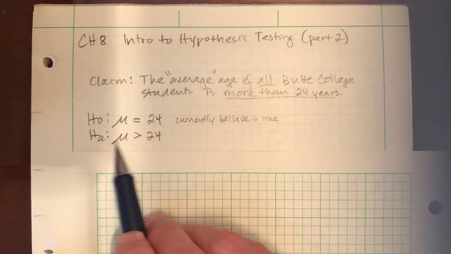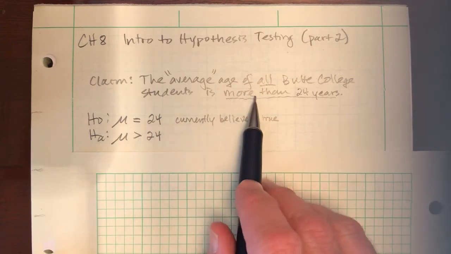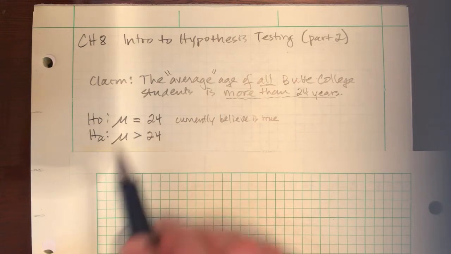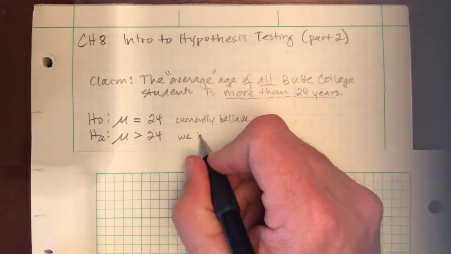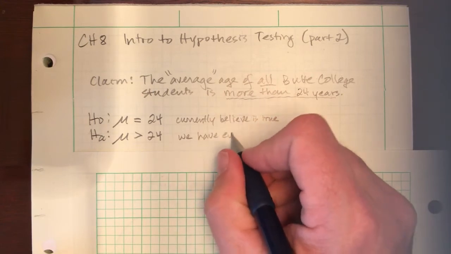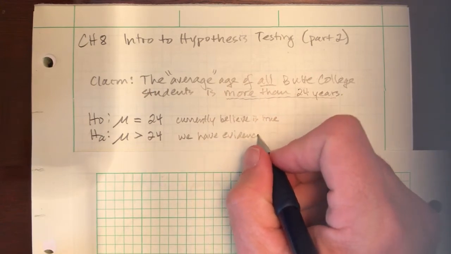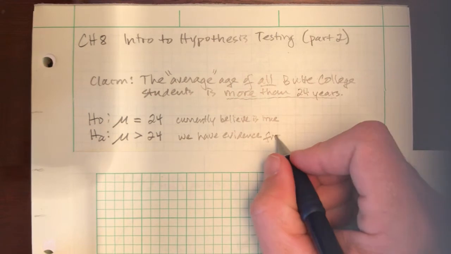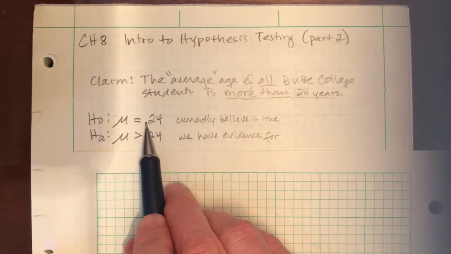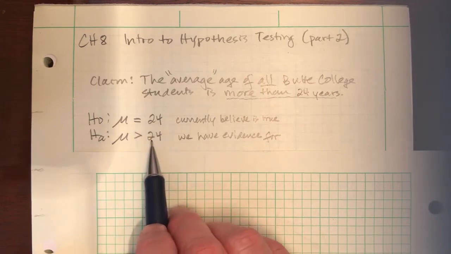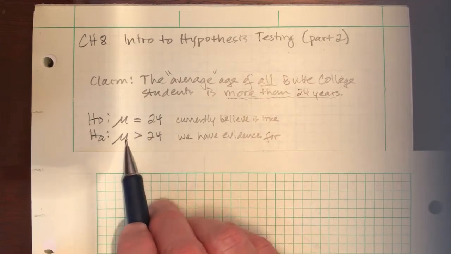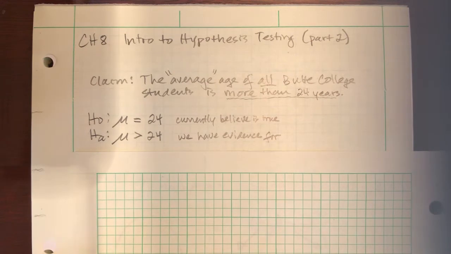So this is what we're trying to convince people of. Is it possible that the average age is actually more than 24? So this is what we have evidence for. We'll never have evidence for the null. We just assume it's true. We're trying to convince you, me, others, that the alternative is what we should believe in.